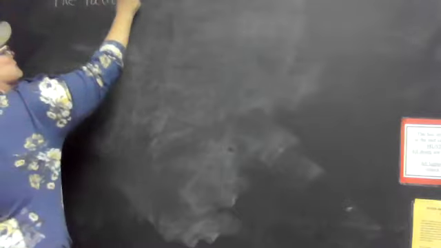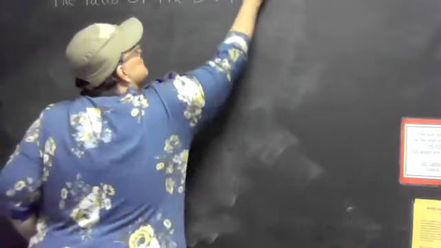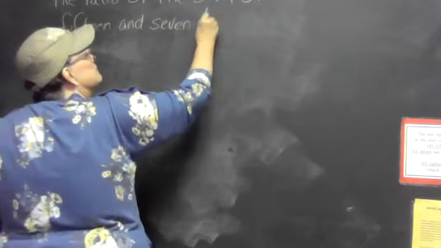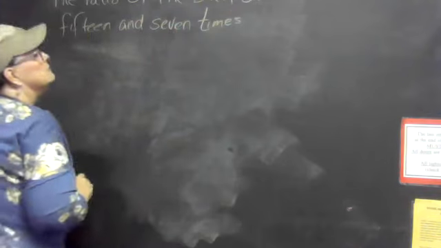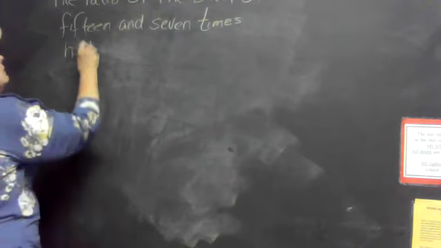All right. It's going to be the ratio of the sum of 15 and 7 times H. H, yeah, H like hospital. To 3 is 12.